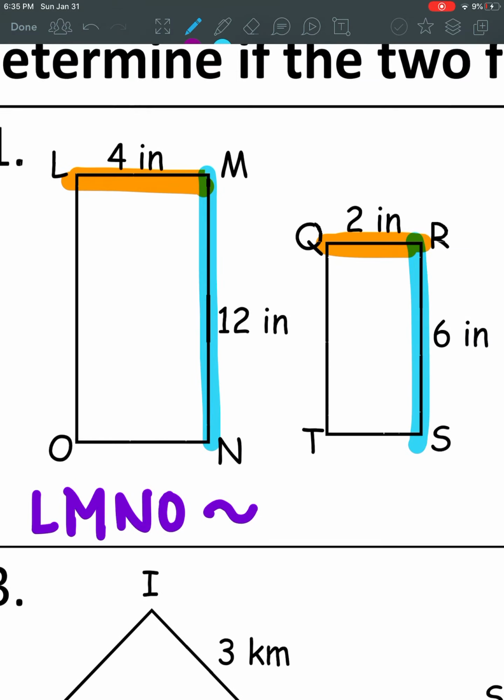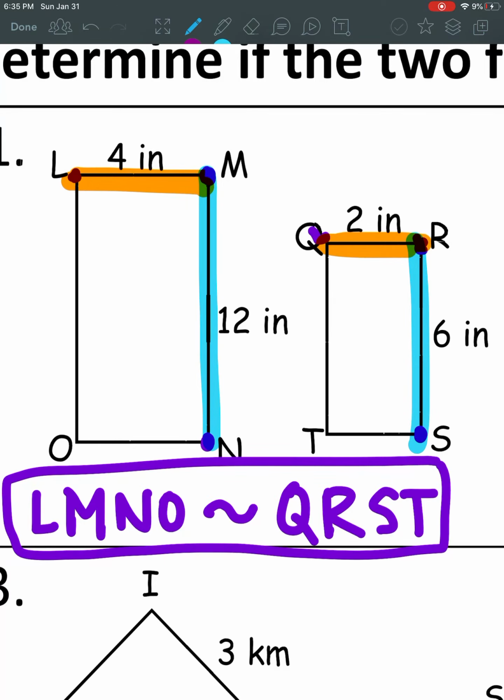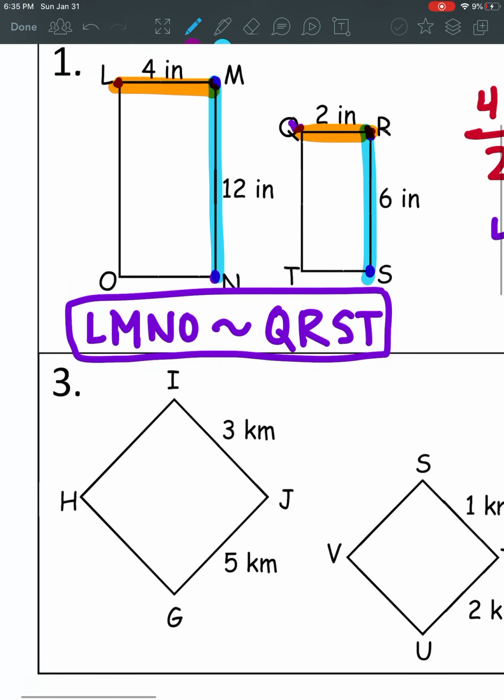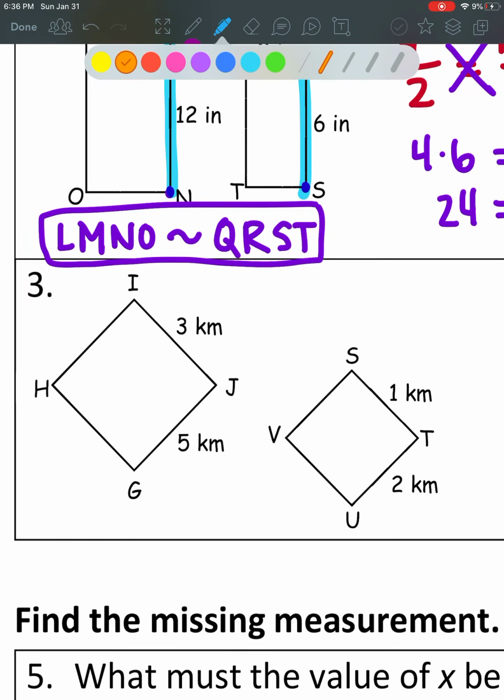Now, we would want to write a similarity statement. So this would be rectangle LMNO. And we're going to say it's similar to, now we have to go in the same order. So L matches up to Q. We have to put Q first in the similar statement. M matches up to R. N matches up to S. And then O matches up to T. So LMNO is similar to QRST.